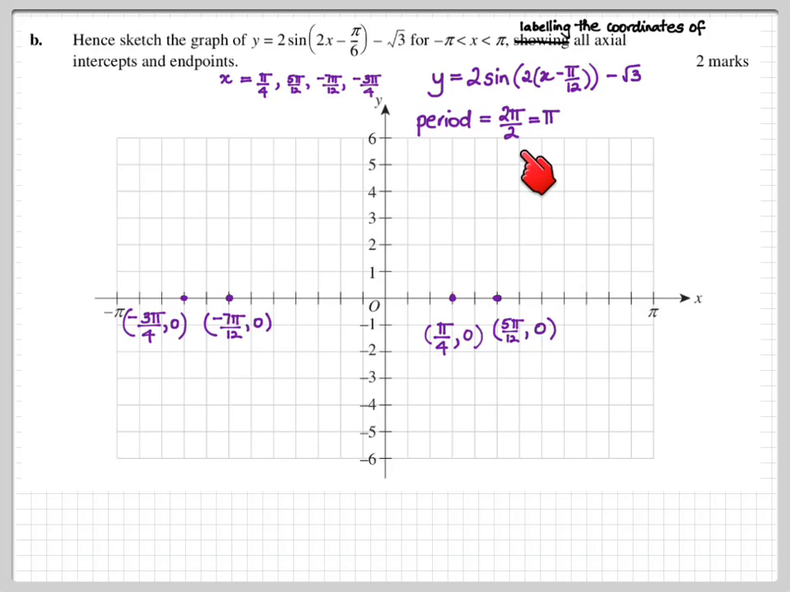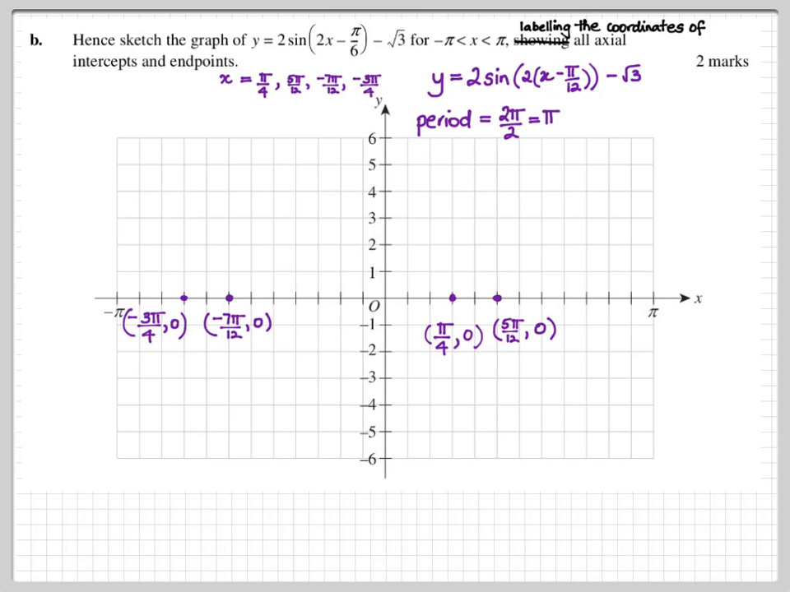So we have a period of 2 pi over 2. That's 2 pi over this 2. That gives us pi. We have a period of pi, which means that in this graph we're going to have some shape, but its cycle is only going to last for pi units. And we see there that we've got pi there, so we're really only going to get one cycle in this half of the graph, and maybe one cycle in this half of the graph as well.